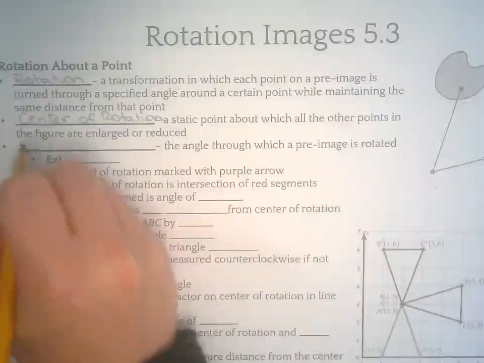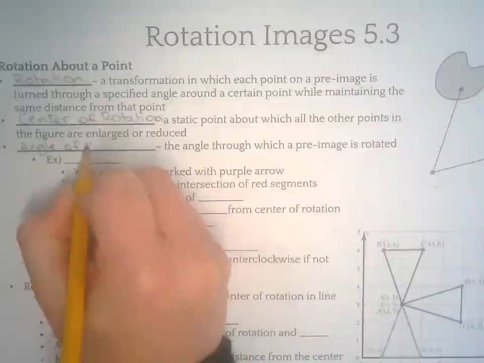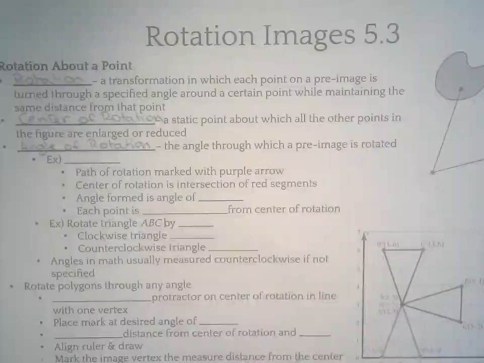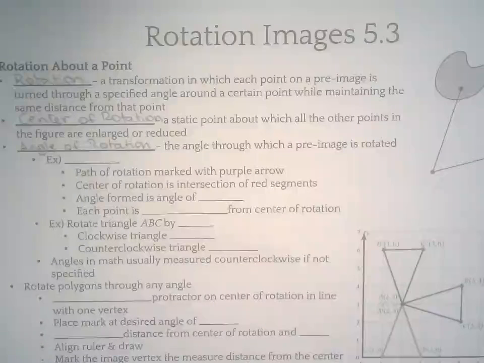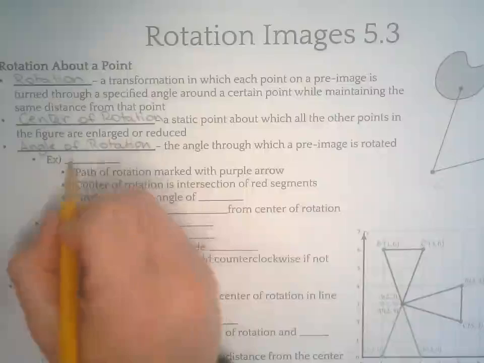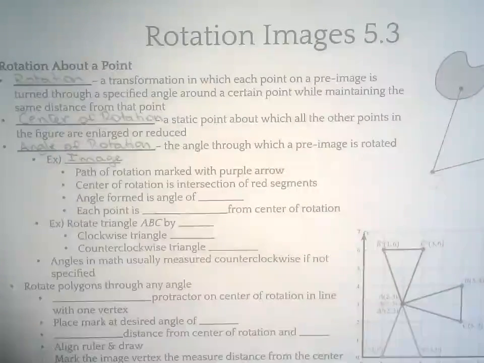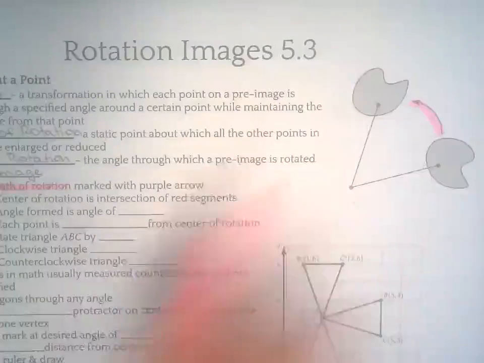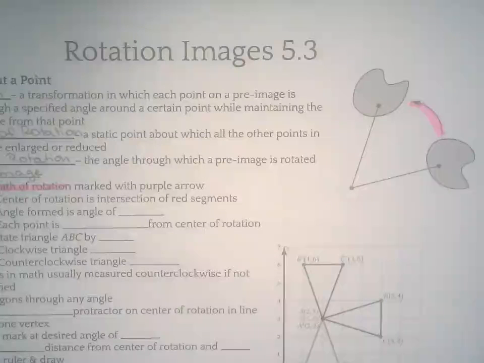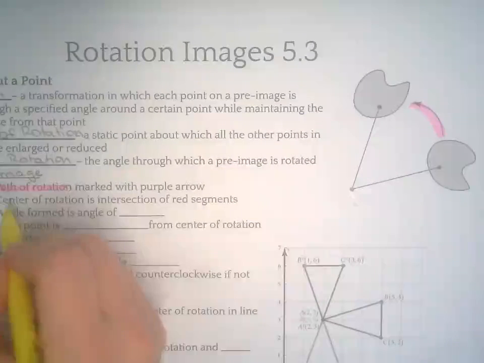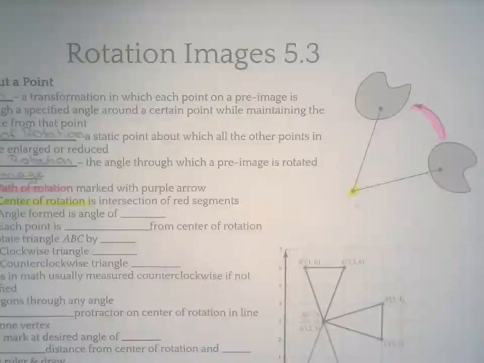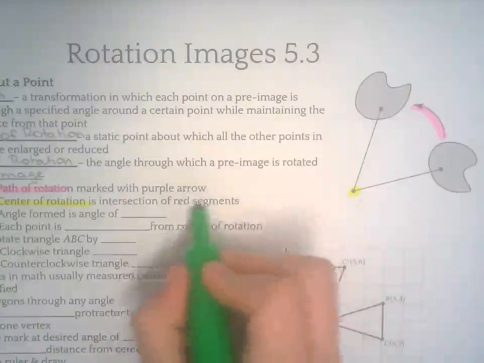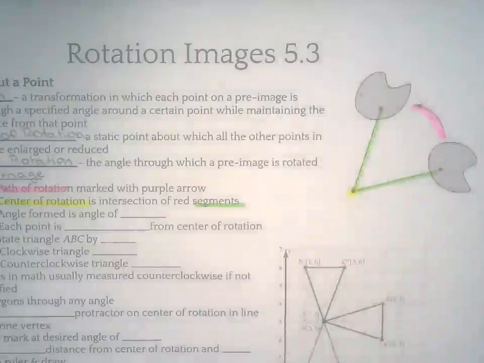And then angle of rotation is the angle through which the pre-image is rotated. Now I'm going to color code some things for you. For example, we have the image, and we have the path of rotation, which is this right here. Then we have the center of rotation, the static point, the point that doesn't change. And we also have the segments. These are the segments, that's the part of the paper clip.